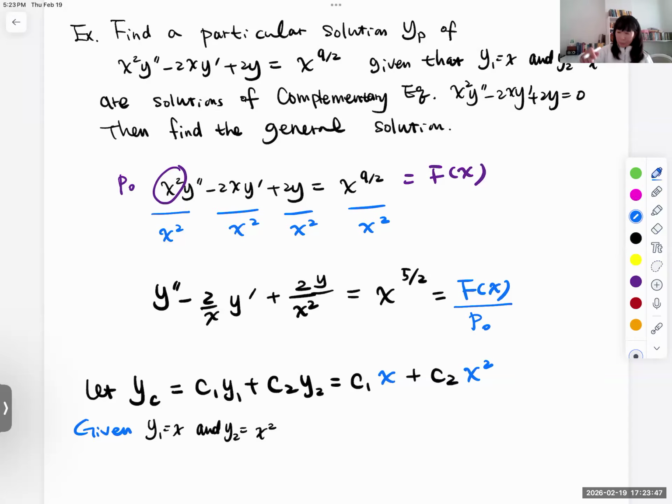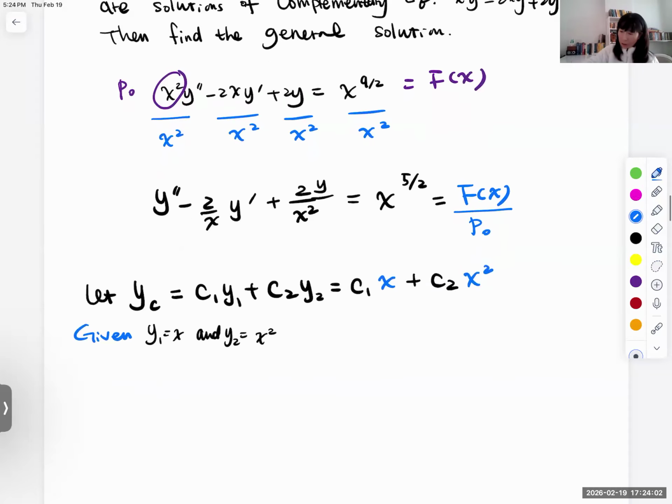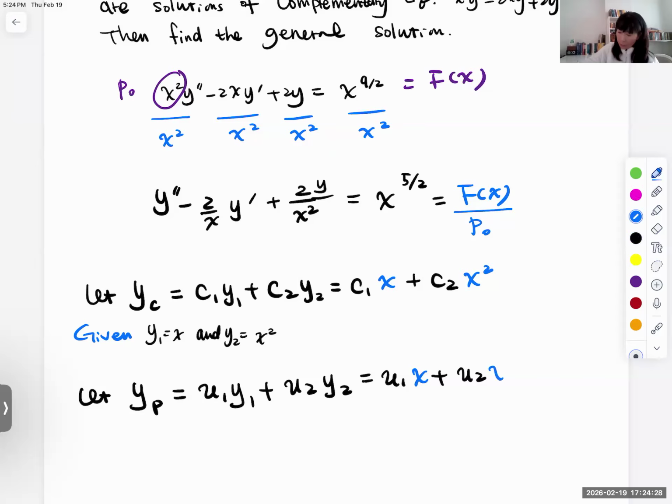Okay, now we make a what is called a 2 by 2. Before we do that, let us find the particular solution. So we have the particular solution: u sub 1 y sub 1 plus u sub 2 y sub 2. There will be u sub 1 x plus u sub 2 x squared, right?